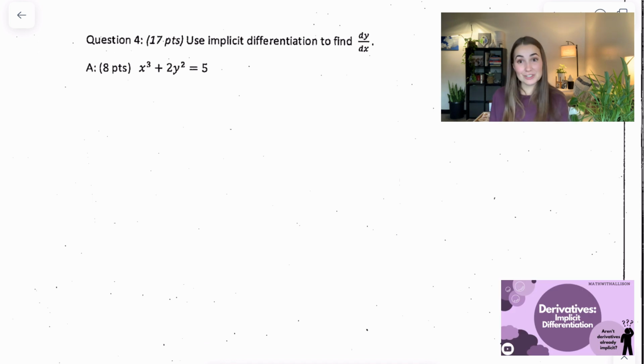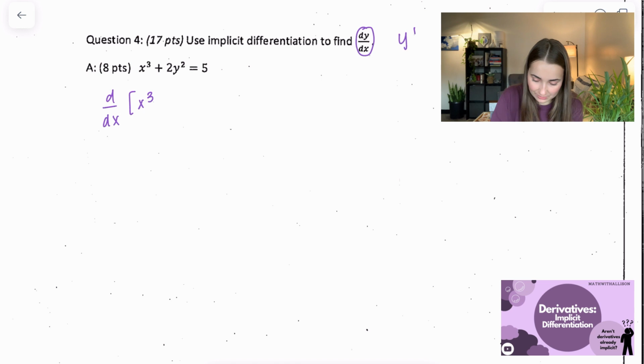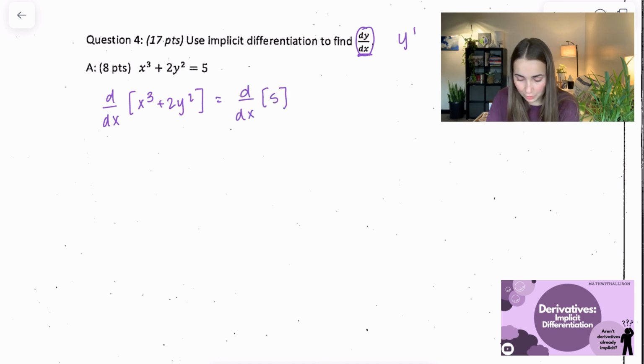Alrighty, implicit differentiation, everybody's favorite. So remember, we're trying to find dy dx, or we can write that as y prime. Either is going to be totally correct. It just depends on what you prefer. So when we do implicit differentiation, we take the derivative of both sides in terms of x. And I know to do that because we're finding dy dx, where that dx is in the denominator.